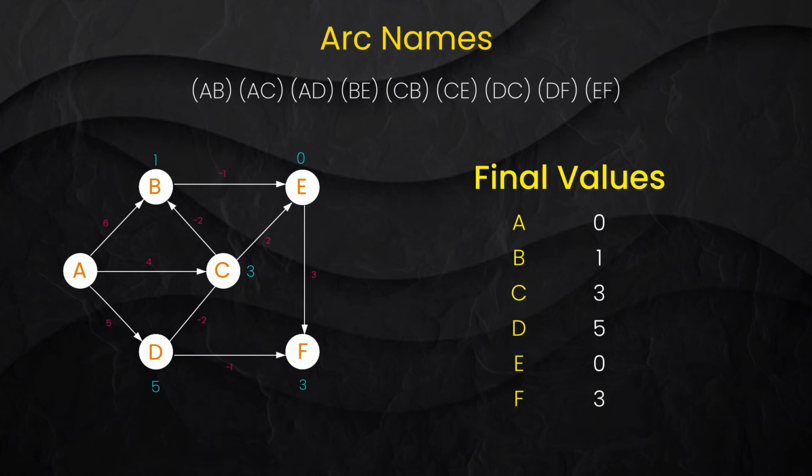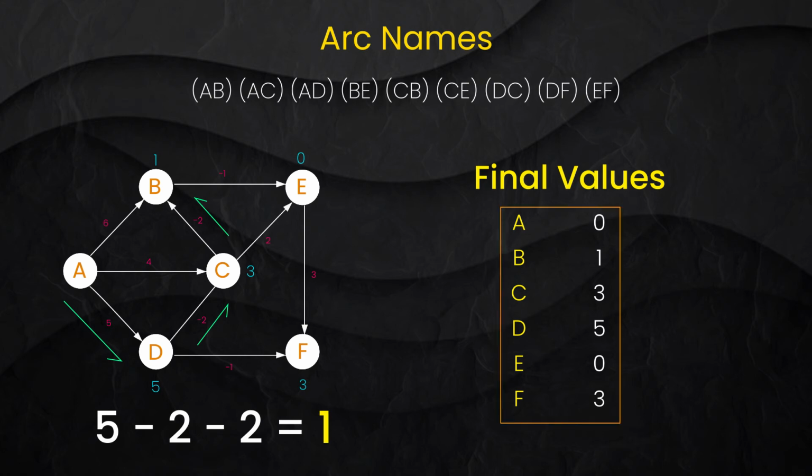Now look at this example. The distance of A to B is given as 1 here. Let's check how it will be 1. The cost of A to D is how much? 5. The cost of D to C is how much? Minus 2. So 5 minus 2 is 3. Again, the distance of C to B is how much? That is minus 2. So 3 minus 2, that is 1. So A to B is 1.